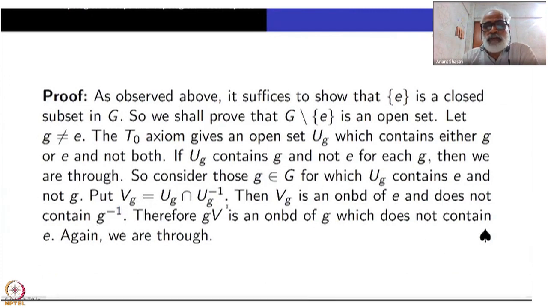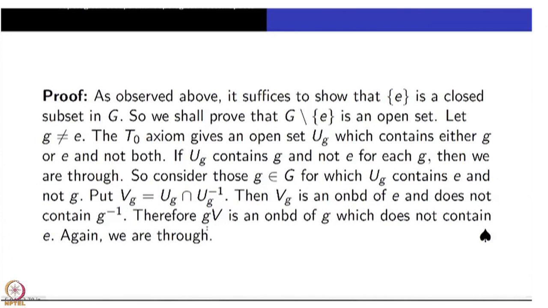And it won't contain g inverse. If g inverse is here, then g will be here and vice versa. So g is not here. This is smaller than Ug, so it will not contain g inverse either. First it didn't contain g, but now it doesn't contain g inverse because it is the intersection of both of them. Therefore, gV is a neighborhood of g which does not contain E. Because if gV contains E, it would mean that there is a g inverse inside V. g times g inverse is the only way you can get E, right? So that is not possible. So gV does not contain E.